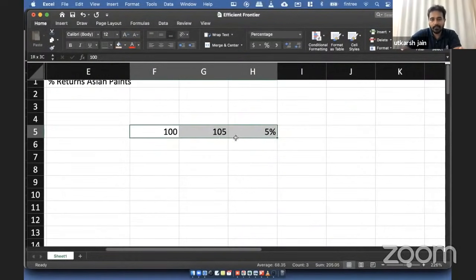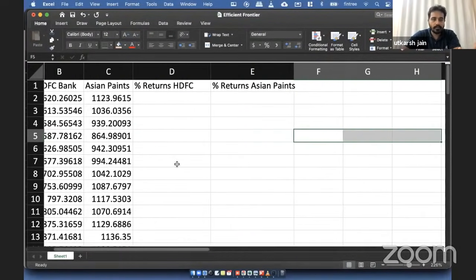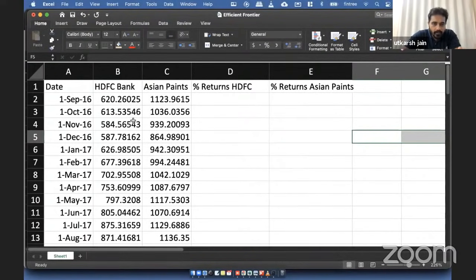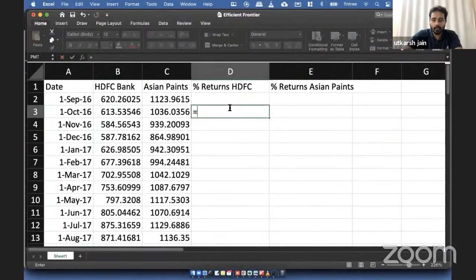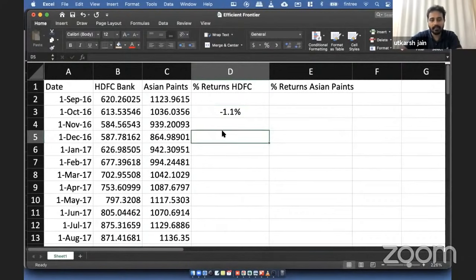Okay, so I'm going to follow the same logic with these calculations. I want to calculate returns on HDFC Bank. So look at my formula. It is equal to the closing value on 1st of October, the stock price was at 613, divided by the opening value, the stock price was at 620, minus 1. Obviously it's going to be a negative return. So what return are we looking at? We're looking at a negative 1% return.